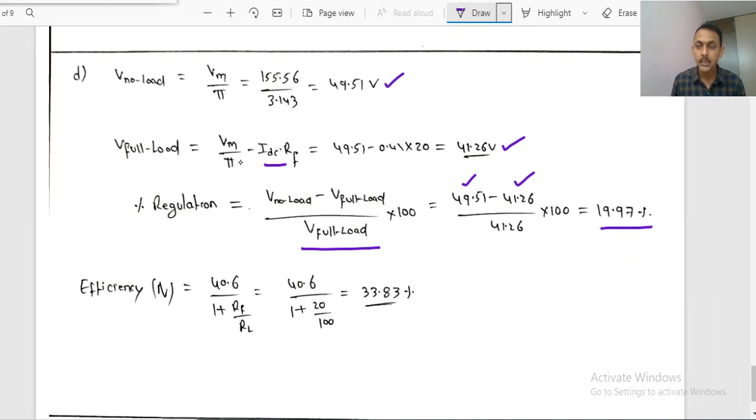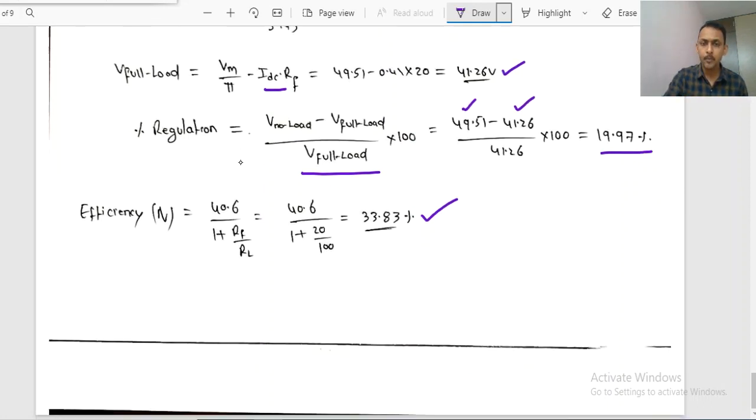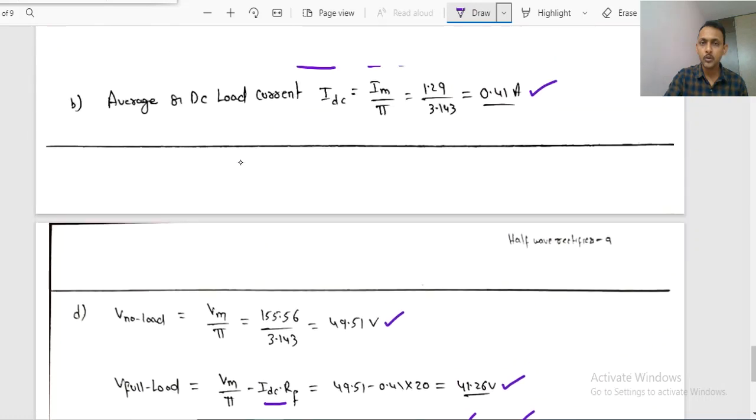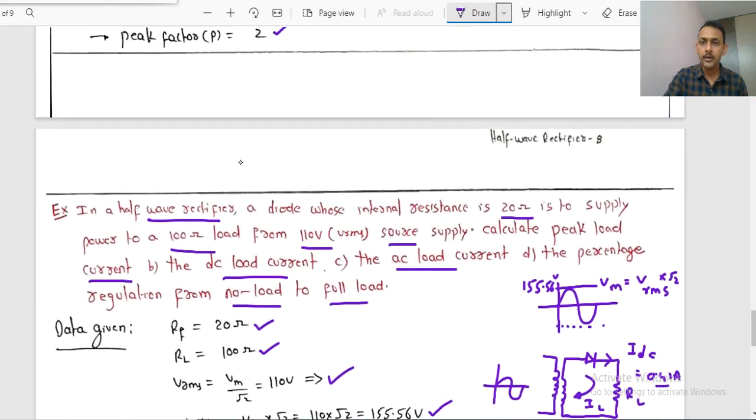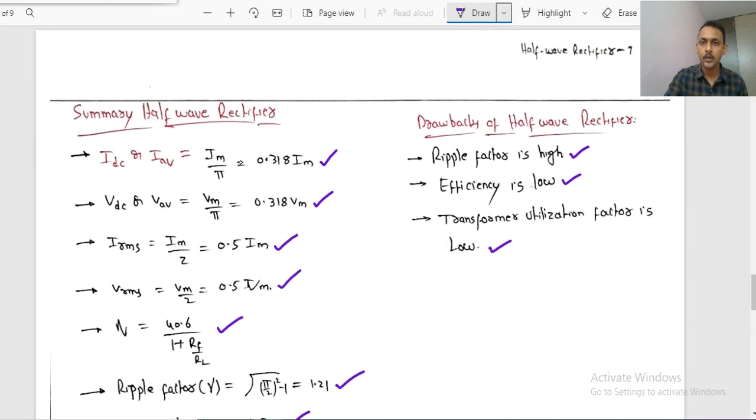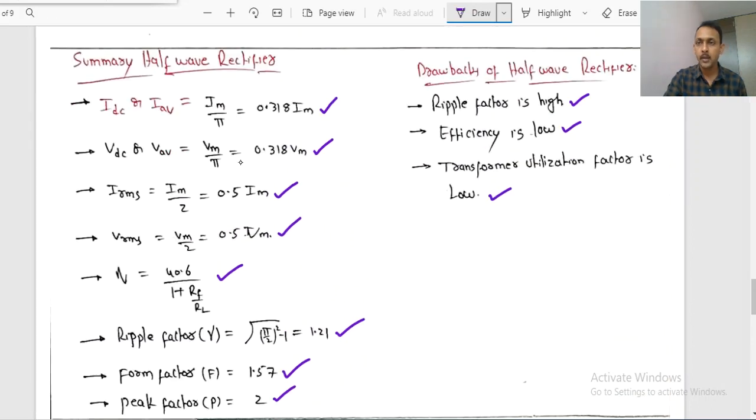Now what about efficiency? 40.6 divided by 1 plus RF by RL. So 40.6 divided by 1 plus RF forward resistance 20 divided by 100. So 33.83% only. The efficiency is less than 50%. Very poor. Very less efficiency. Right? So these are the important points. So this is all about the half wave rectifier, dear students. The summary is important. Please practice the summary and keep in mind all these things are only for half wave rectifier, right?